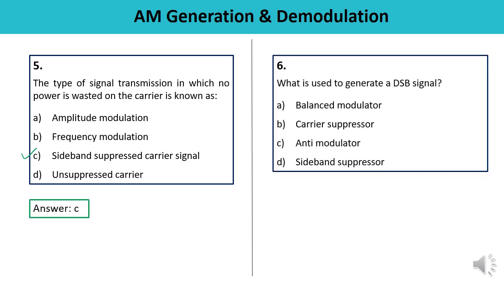Question number 6. What is used to generate a DSB signal? DSB is double sideband. So which particular thing is used? Options are balanced modulator, carrier suppressor, anti-modulator, and sideband suppressor. So balanced modulator, it is a special circuit which produces double sideband DSB signal, suppressed carrier signal, and it actually produces the sum or the difference of the carrier and modulating signal, but cancels or balances out the carrier signal. So it means here the option is A.